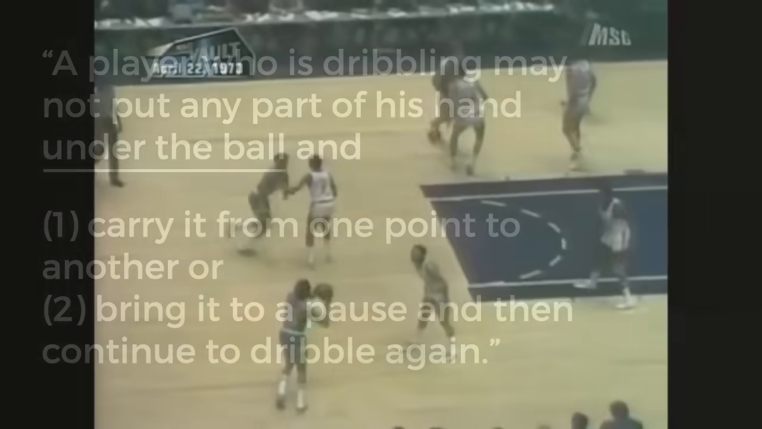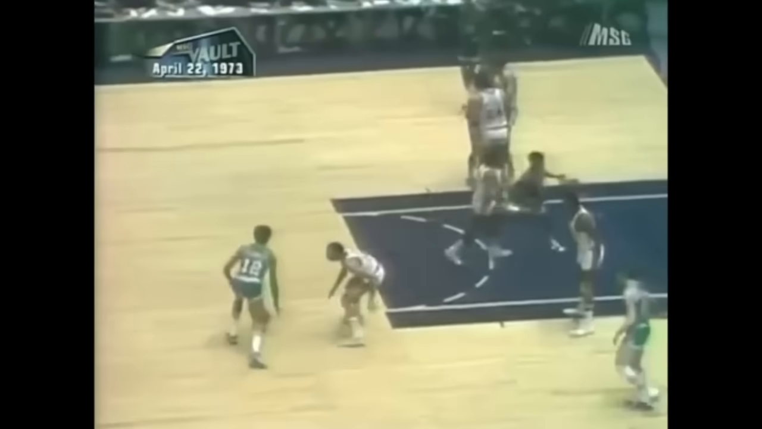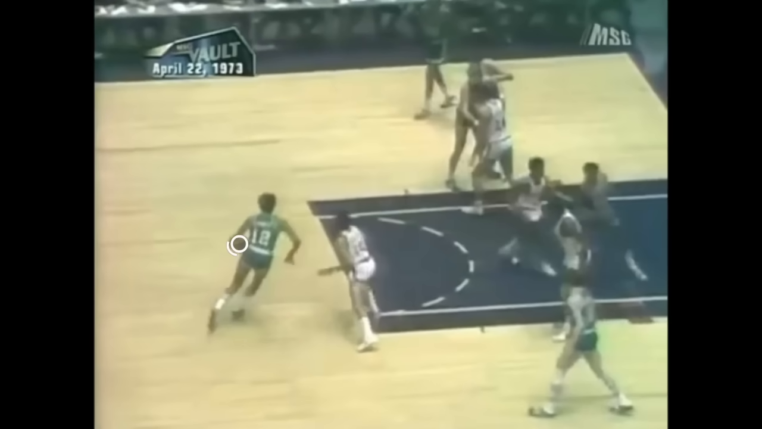Here's a slick in and out crossover from 1973. Notice the right hand facing down, and then the left hand comes under the ball on the last dribble, and that's a carrying violation. Here's another carry from 1978, where Julius Erving seems to just fumble the ball, but those were stricter times.